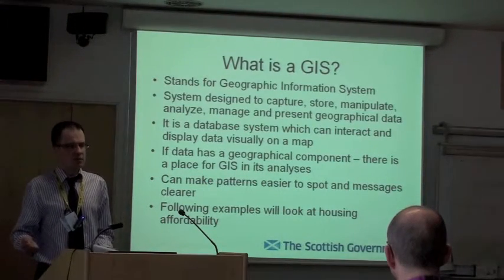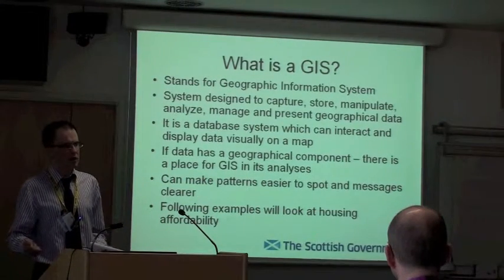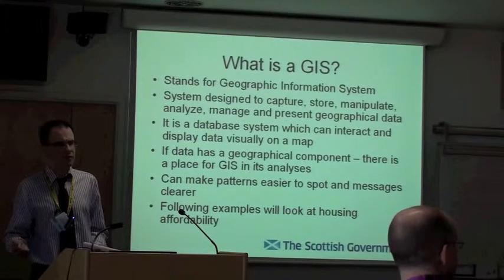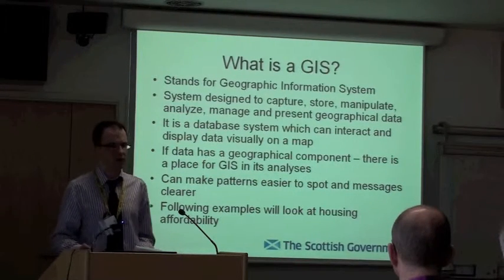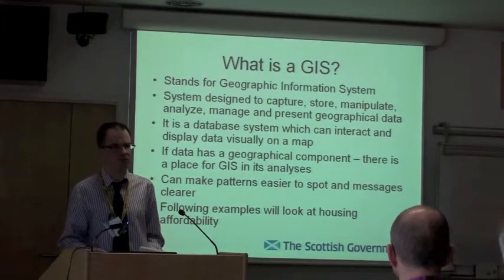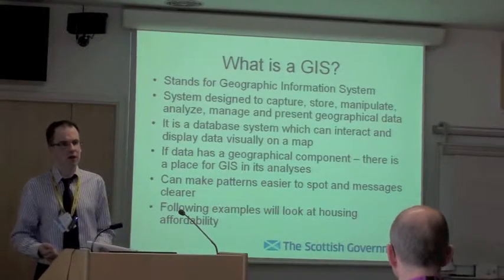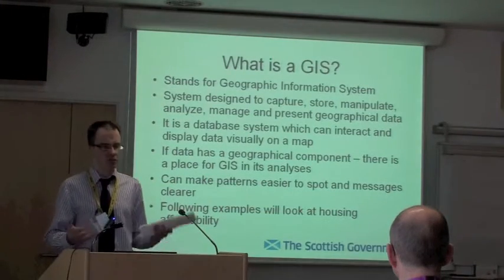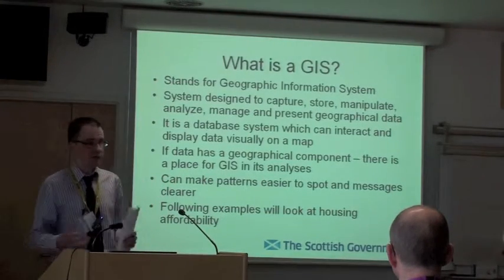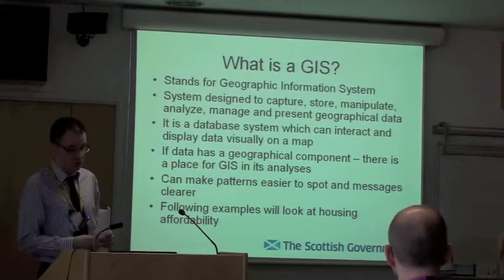How many of you actually use ArcGIS? Are the rest of you on MapInfo, or are you using your own bespoke systems? Right, so there's generally a bit of a difference there in the actual usage of the tools.